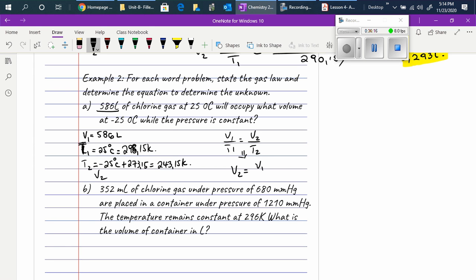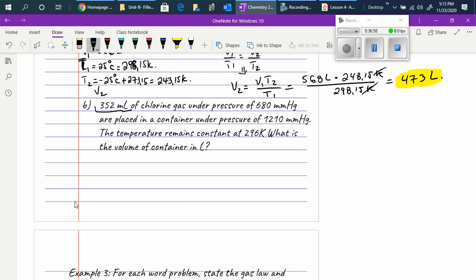V1 T1 equals V2 T2. And then from here, we solve for V2 equals V1 T2 over T1. So we have 568 liters times 248.15 over 298.15 Kelvin. Kelvin and Kelvin cancel out, and it will be 473 liters, which is lower than what we started with because the temperature is lower. Okay, let's move now to the next one.